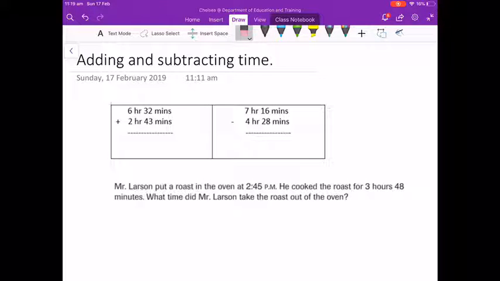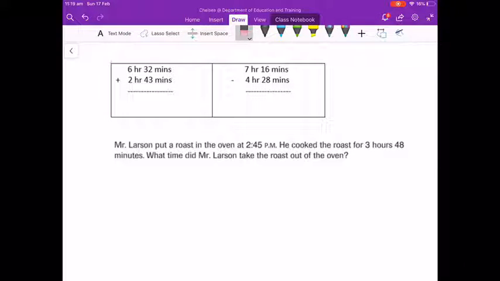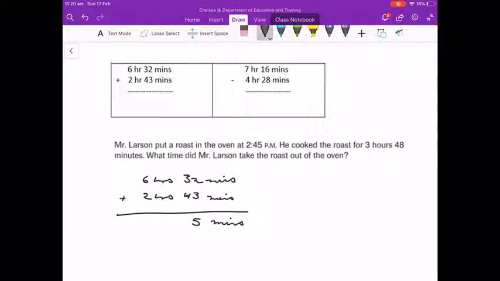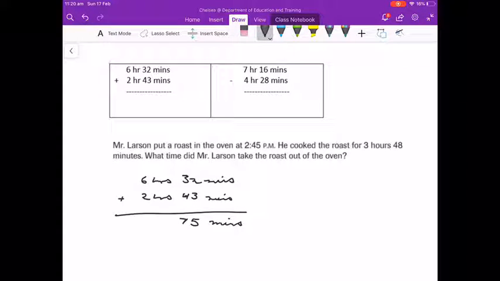Today we're looking at adding and subtracting time using an algorithm. So we have 6 hours and 32 minutes, and we need to add that to 2 hours and 43 minutes. Now how we do that is we simply add each column. 3 plus 2 is 5, 4 plus 3 is 7, so we have 75 minutes and 8 hours. So 8 hours and 75 minutes.